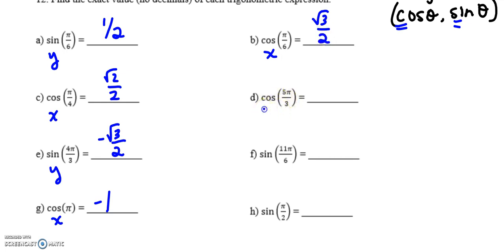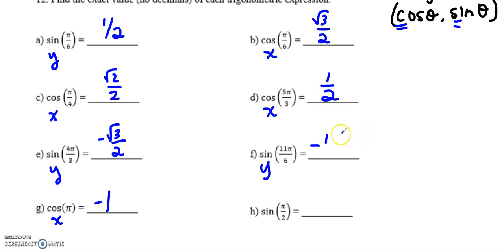5 pi over 3 with cosine, looking for the x value. 5 pi over 3 is in the fourth quadrant. Cosine is going to be positive. We're looking at a positive 1/2. Sine of 11 pi over 6. 11 pi over 6 is in the fourth quadrant. I'm looking for the y value, which should end up being a negative. It's a reference angle of pi over 6, so negative 1/2 because it's a short distance.